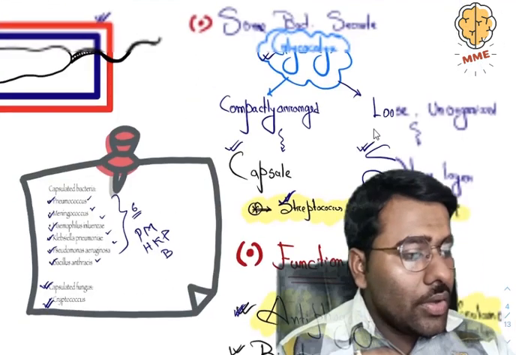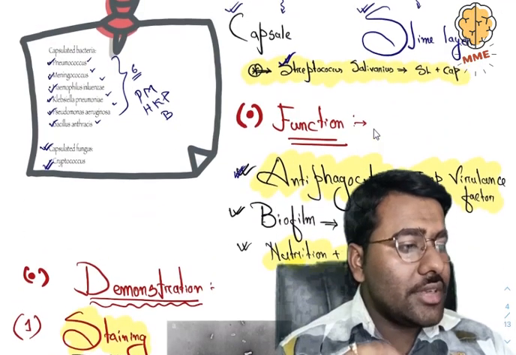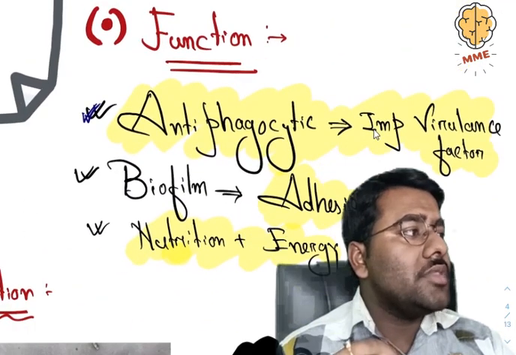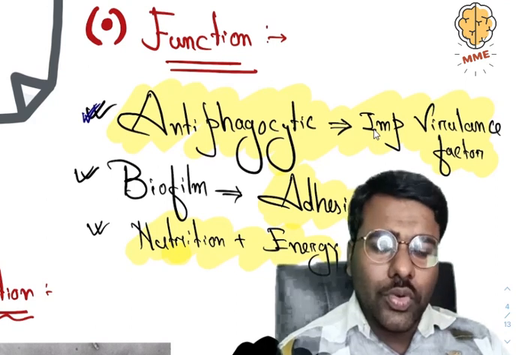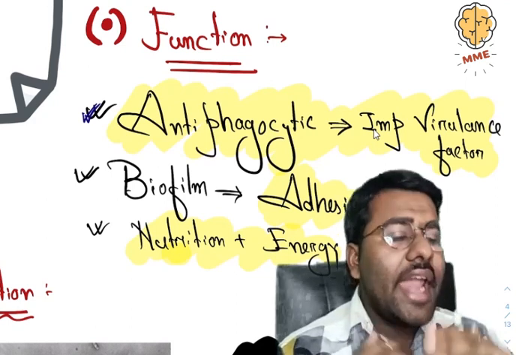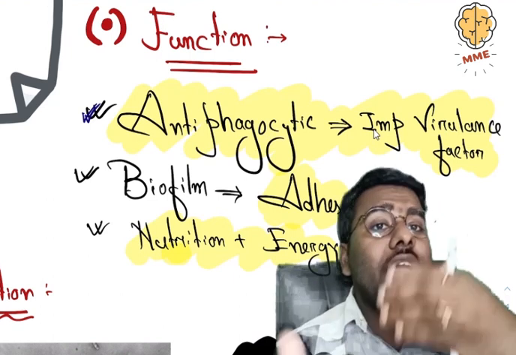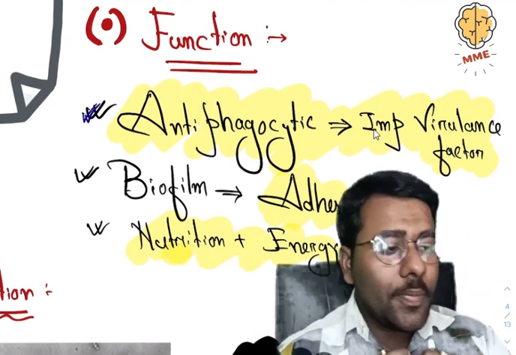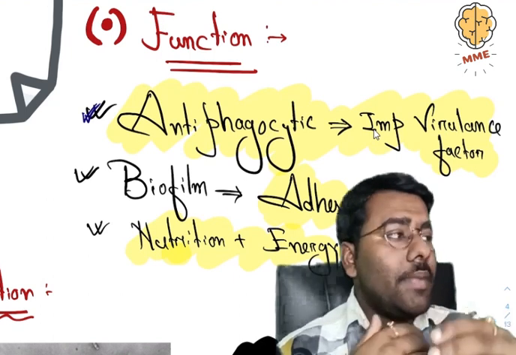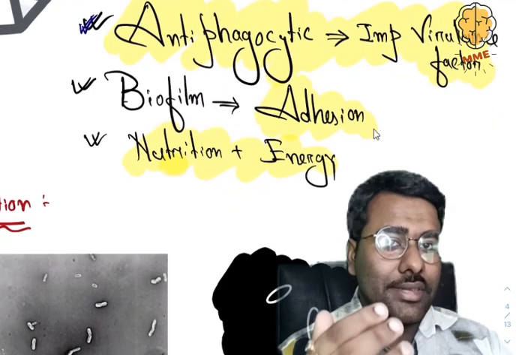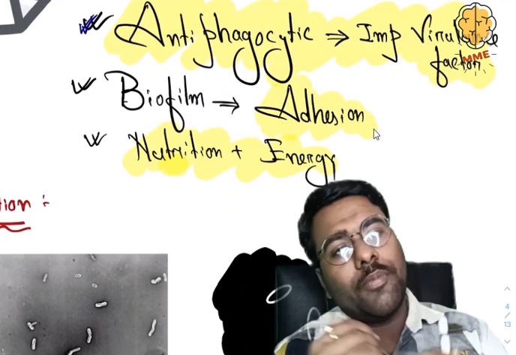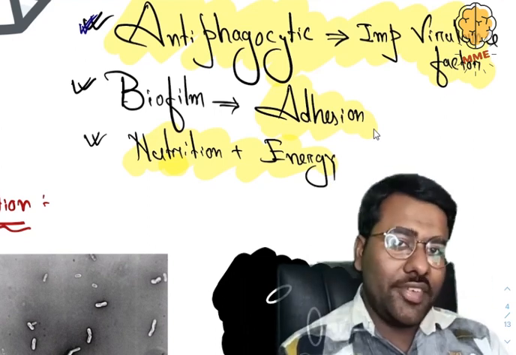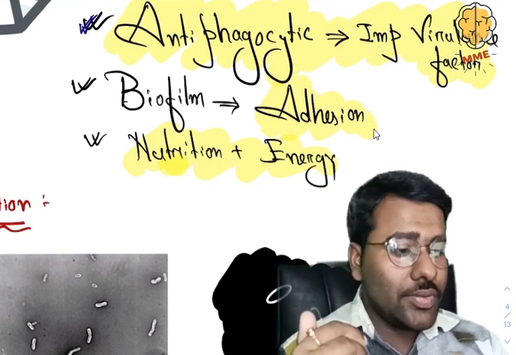Now coming to the function. What is the main function of the capsule? The main function of the capsule is antiphagocytic, or it is actually the virulence factor. Now coming to the biofilm. The biofilm is mainly used for adhesion, and the capsule or the biofilm also provides nutrition and energy to the bacteria.